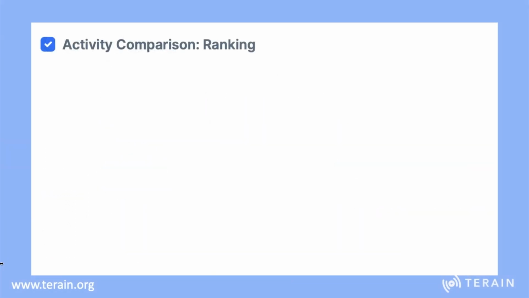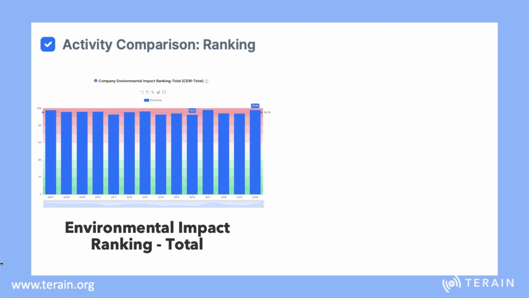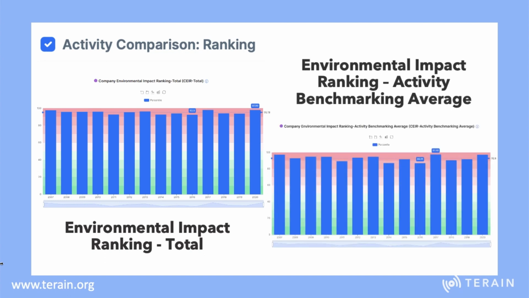At first, we've got the activity comparison ranking, which retrieves two indexes: the environmental impact ranking total and the environmental impact ranking activity benchmarking average. They both are numbers that range from 0 to 100. The first one, the environmental impact ranking total, compares the object of study with all its peers in our database. The second one does this comparison not among peers but with the industry average.